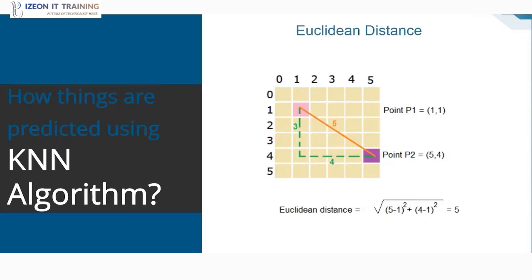So for example, here we have point P1 and P2. Point P1 is (1, 1) and point P2 is (5, 4). So what is the Euclidean distance between both of them? You can say that Euclidean distance is the direct distance between 2 points. So we can calculate it as the square root of (5 minus 1) whole square plus (4 minus 1) whole square, which results to 5.